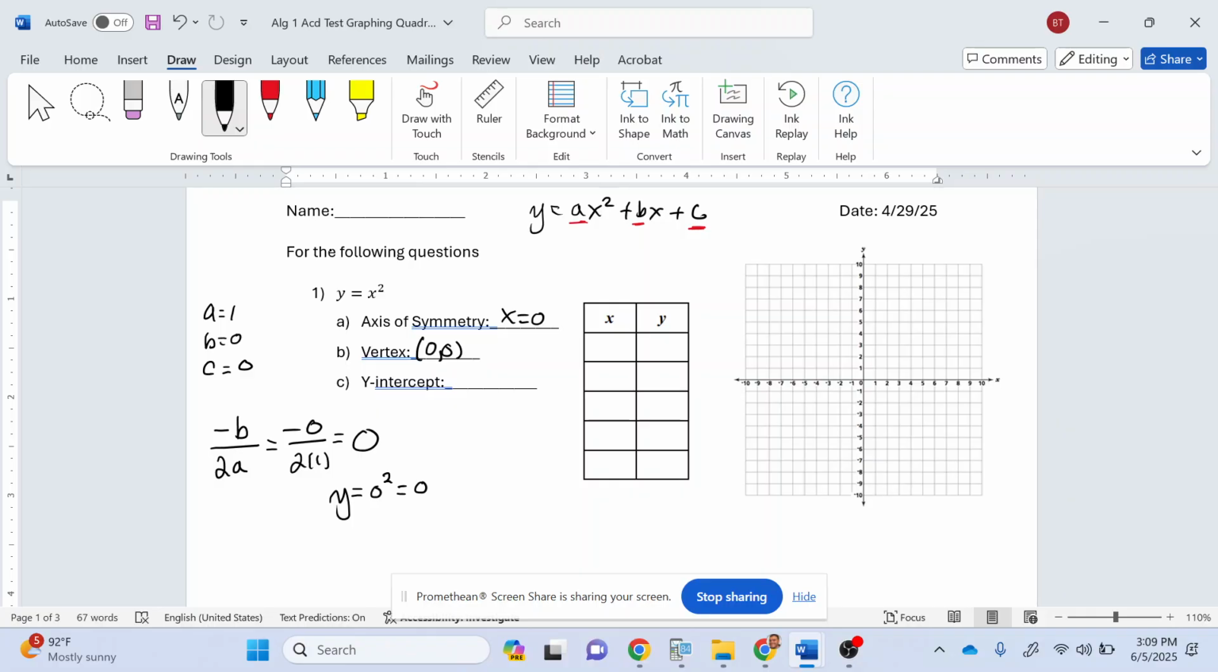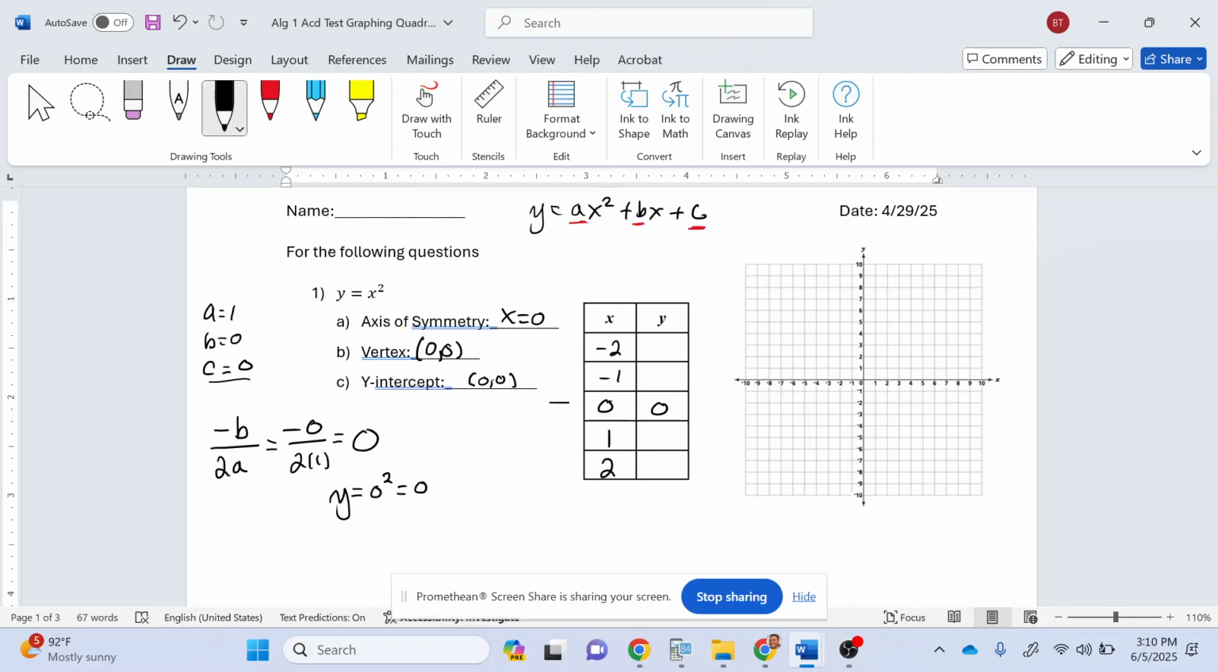Your y-intercept is your c value. In this case, it is 0. This is the very basic one, x squared. 0, comma 0. We'll see in the next one where it's different. So, when you write the y-intercept, it's always 0, comma blank. So, you can write 0. If you wrote just 0, you will get full credit.